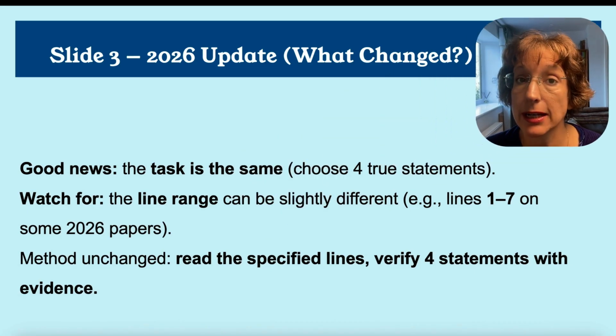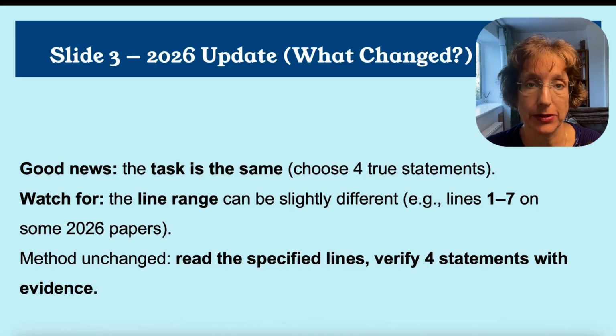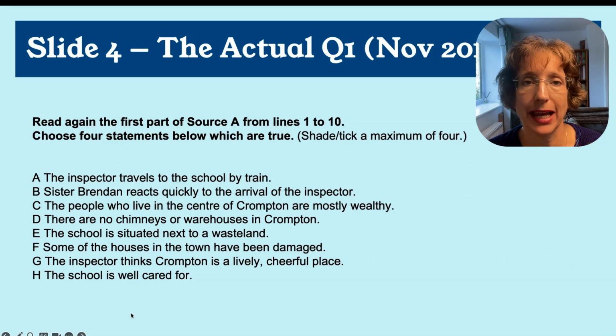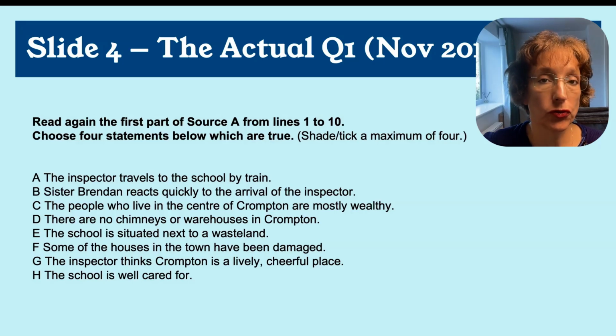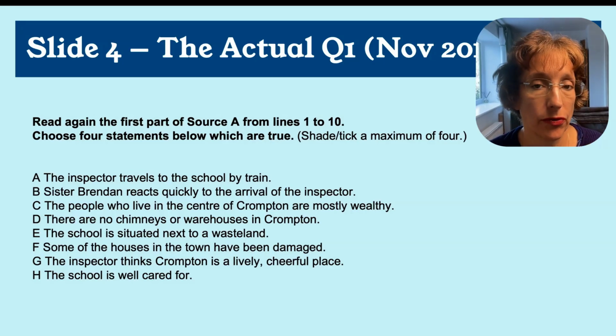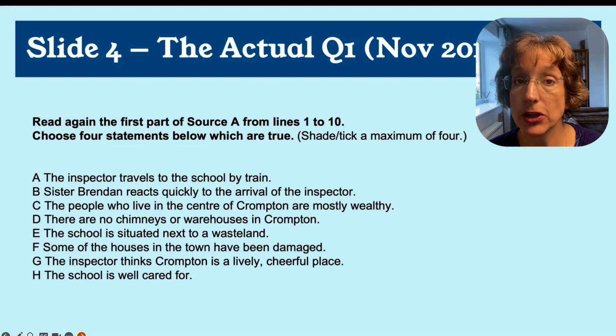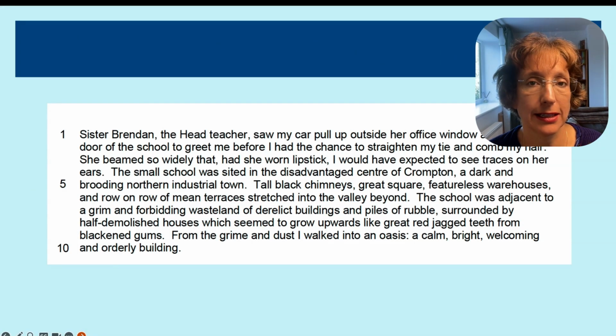Some of you may realise that from 2026, the exam paper has changed, but the good news is that this question has not changed. You're choosing the 4 true statements. The line range can differ slightly. Sometimes it's lines 1 to 7, but it's usually the first bit of the paper. Okay, so this is from the actual paper from November 2017. You choose 4 statements. So those are the 4 statements. We'll come back to those, but we'll just read, first of all, the first 10 lines.